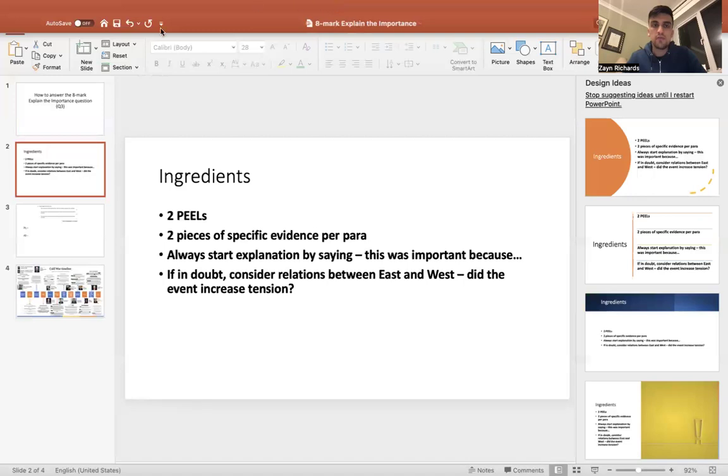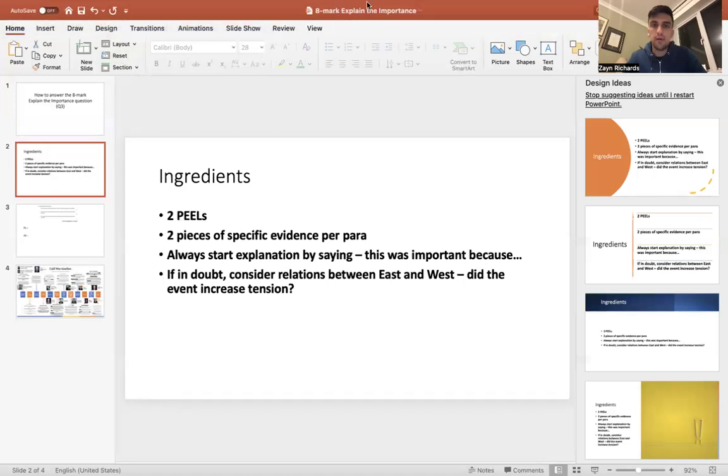In terms of what you need to make sure you're doing in each answer, we need 2 pure paragraphs, 2 pieces of specific evidence per paragraph as a minimum, and always start your explanation by saying this was important. So this was important in reducing tensions because, or this was important in increasing tensions because, and so on. Or this was important for the development of the Cold War as, and so on. If in doubt, like I said before with the other explain question, always think about did it lead to tension or not?